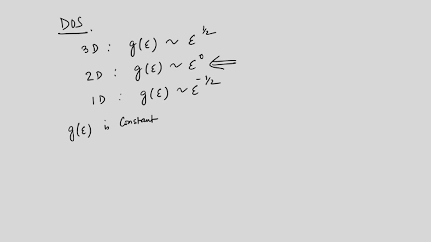And one can find out that this is equal to m*/πħ², and this gives you the density of states at any value of energy. Basically, it is independent of energy. So, this was the quantization before the magnetic field. After you put the magnetic field, there is an additional quantization coming, which are called the Landau levels.